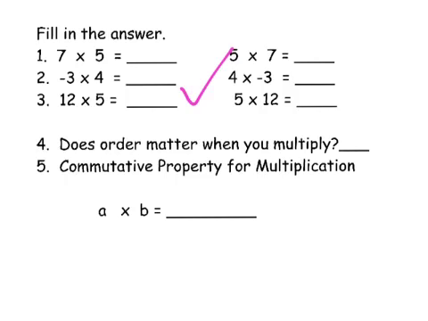Pause. Okay, so from our answers, number 4 says, does order matter when you multiply? And guess what? No, it does not matter. Right here, we have 7 first and 5 second, but over here, we have 5 first and 7. And I'm not going to write these in because I bet you thought I was going to. So this way I know that you have to go back and do it yourself.